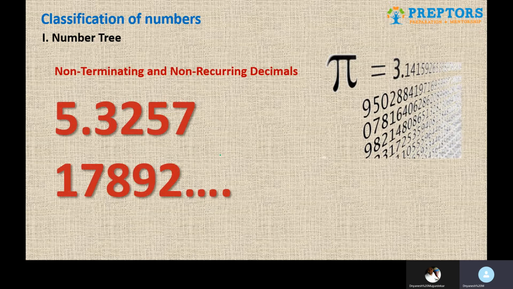And the last one from this is non-terminating and non-recurring. Obviously, non-recurring is a category of non-terminating, so they should not stop. But the meaning of non-recurring is that whatever digits are coming, they do not have any certain pattern or any relation between them. They are all random digits, and there's no control as far as the value is concerned. So these are called non-terminating and non-recurring decimals.